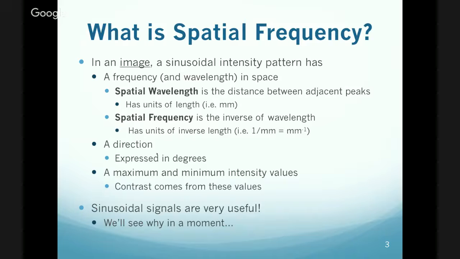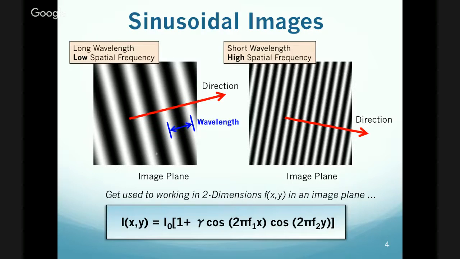But just to expand on this whole idea of sinusoidal images, we have to talk about sinusoidal images in 2 dimensions. On the left there, I've shown a long wavelength, low spatial frequency sinusoidal pattern. In blue there, it shows the wavelength from crest to crest, and it shows it has a direction on the page. Short wavelength, high spatial frequency, of course, the fringes get closer together. I love to talk about these as fringes because, as you may know, I worked in interferometry for a long time, so my life was consumed by generating these kinds of fringes.